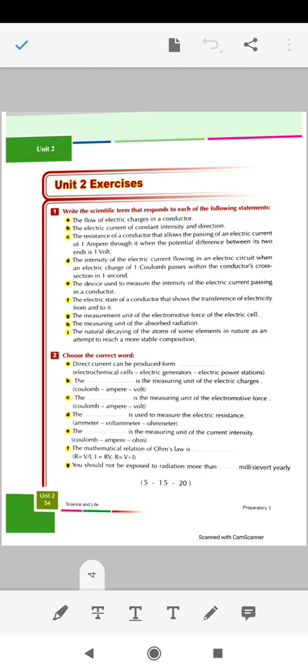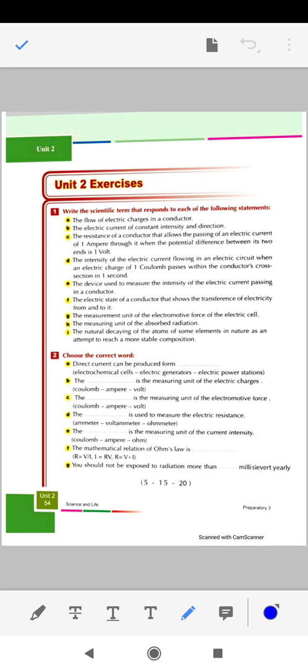The measuring unit of the absorbed radiation is the sievert. The natural decaying of an atom of some element, we said, is natural radioactivity. Now choose: direct current can be produced from... I'd say direct current is produced from an electrochemical cell.